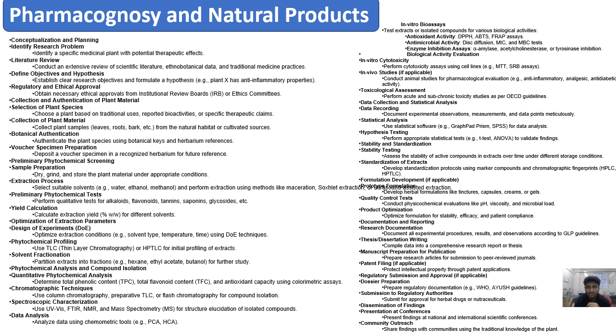Then you can perform in vitro bioassays like DPPH, diphenyl picrylhydrazyl assay, FRAP assay, fluorescence recovery after photobleaching assay. There are different assays that you can perform for antioxidant activities. There's a TRAP assay, total radical-trapping antioxidant parameter, free radical antioxidant power. There's also the FRET assay, fluorescence resonance energy transfer assay, that you can do.